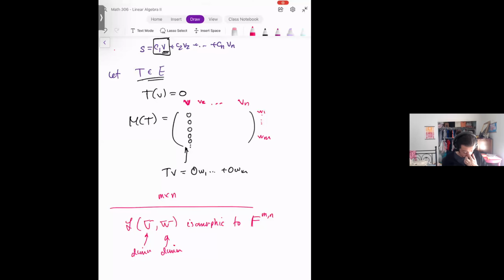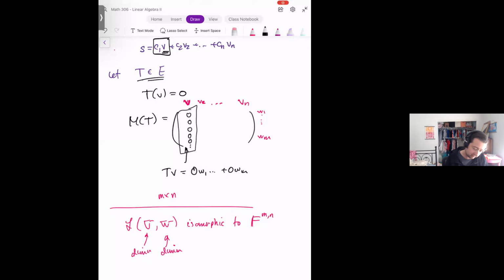If this has dimension n and this has dimension m, then that space of linear maps turns into a space of rectangular matrices. But do I actually have that many choices in this case? And the answer is no. I don't have free choices over anything in this column because everything in that column has to be 0. So how many free choices do I have left? And that's the answer to what the dimension of the space is.